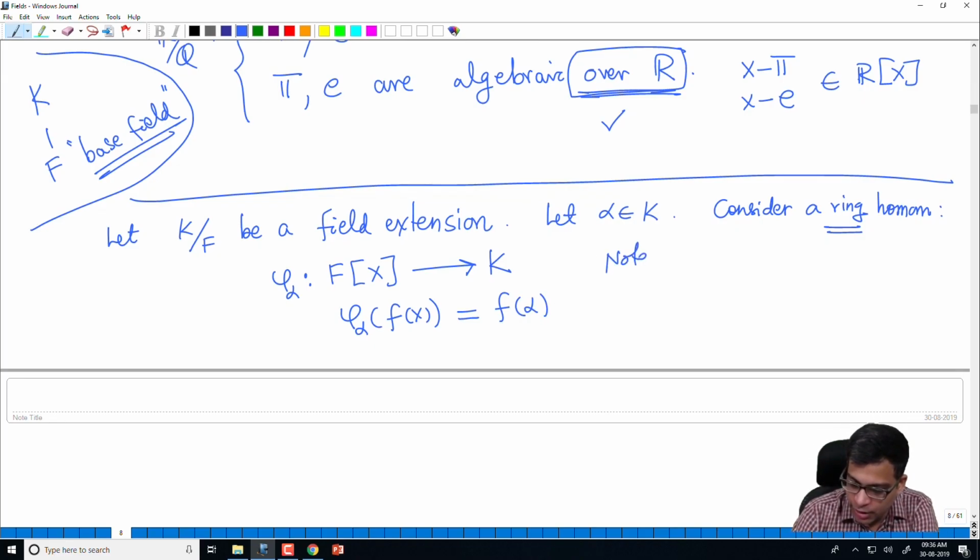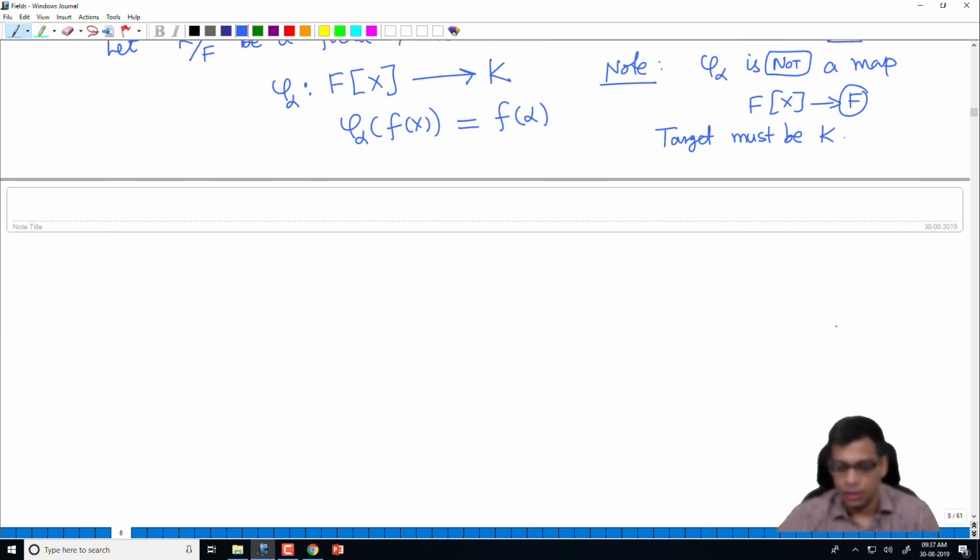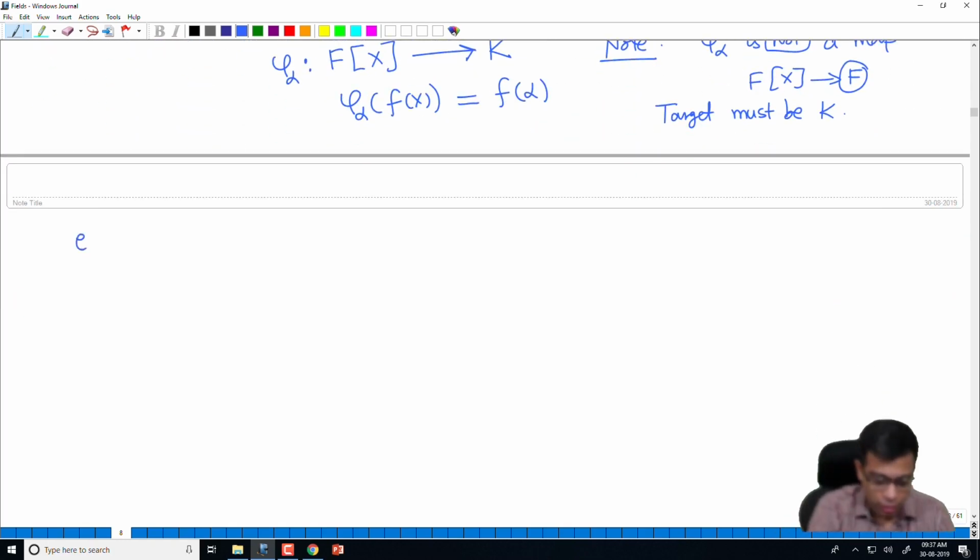It is very important to note that phi alpha is not a map from F[x] to F. When you compute f(alpha), though the coefficients of f are in capital F, alpha is not necessarily in capital F; alpha is in K. So the target must be K, because f(alpha) is in K, not necessarily in F.